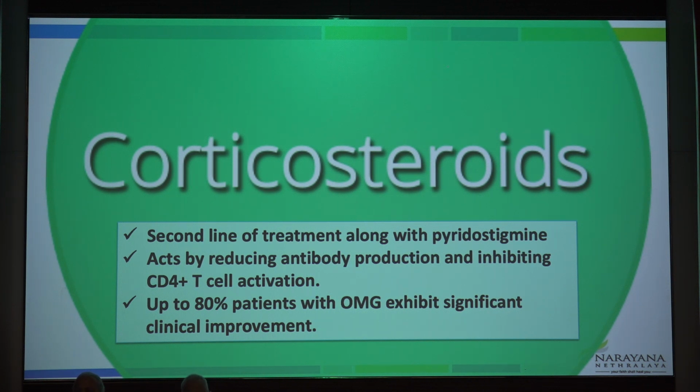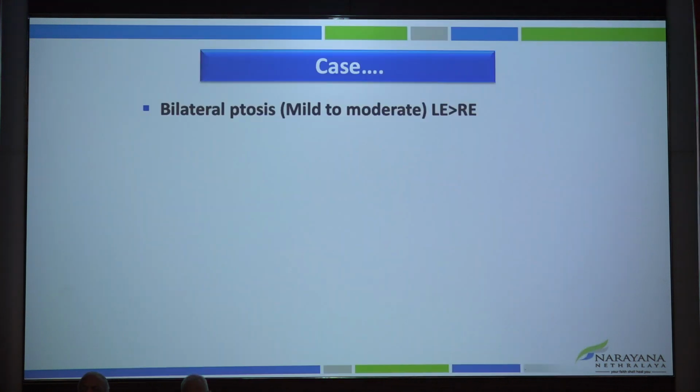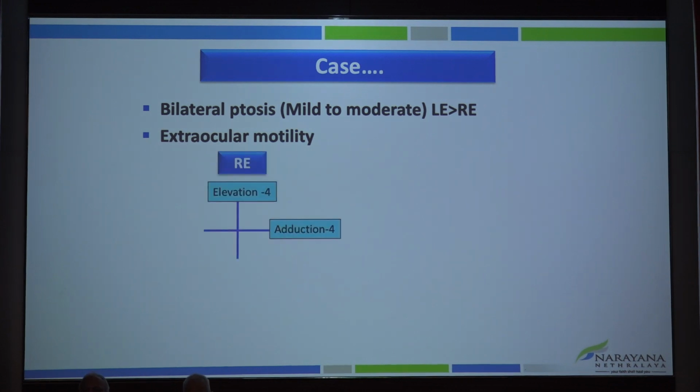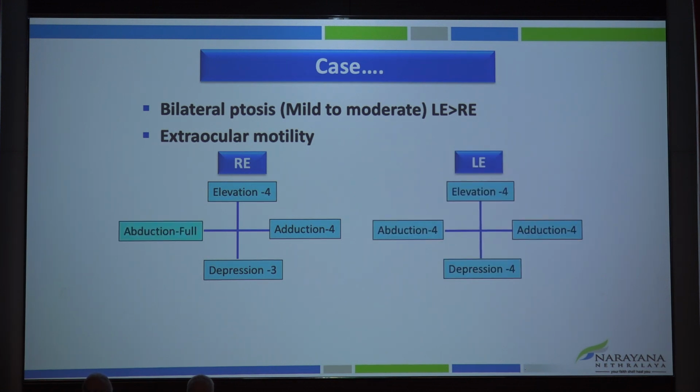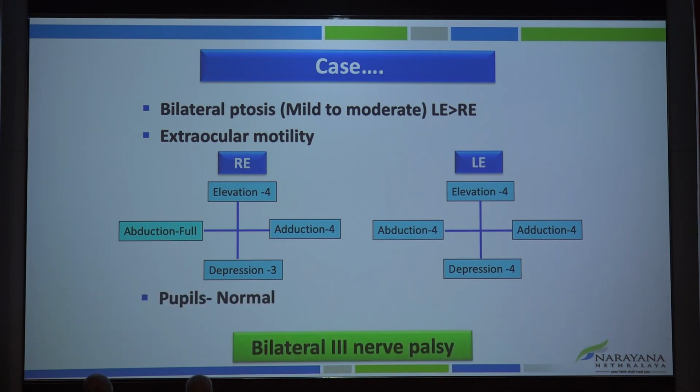So let's look at this particular case. We had a child who presented with bilateral ptosis, left eye more than right eye, with extraocular motility showing limitation of elevation and adduction in the right eye. Depression by -3 and abduction was full, like a third nerve partial in the right eye and left eye complete ophthalmoparesis. Pupils were normal. So you have something like this.